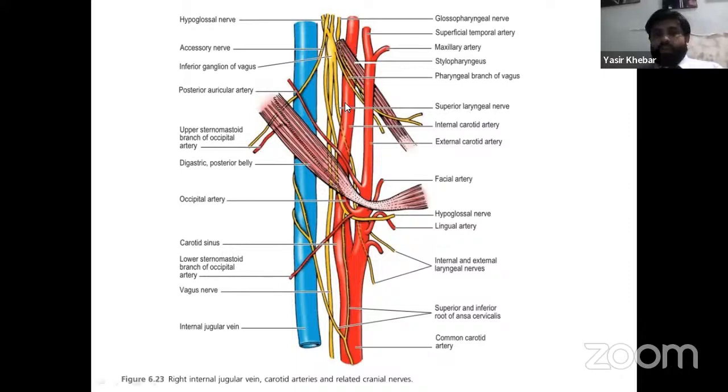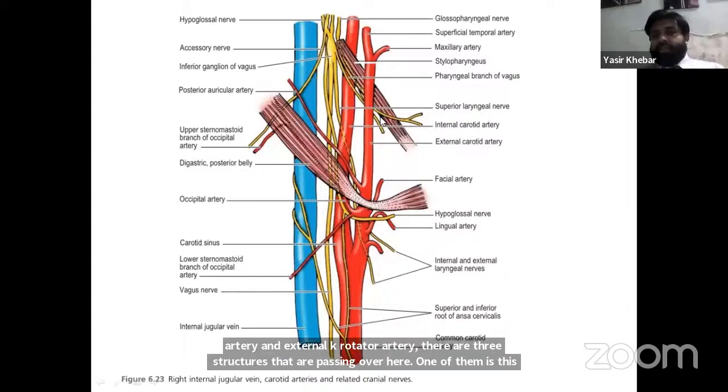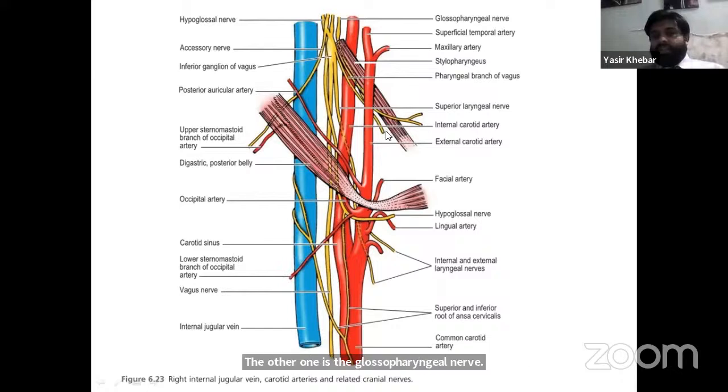You can also see that between the internal carotid artery and external carotid artery, there are three structures that are passing over here. One of them is this stylopharyngeus. The other one is the glossopharyngeal nerve. And the third structure is the pharyngeal branch of the vagus nerve. So these are the structures which actually separate the internal carotid from the external carotid artery.